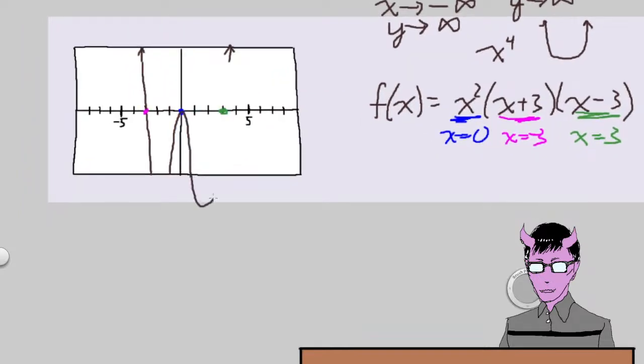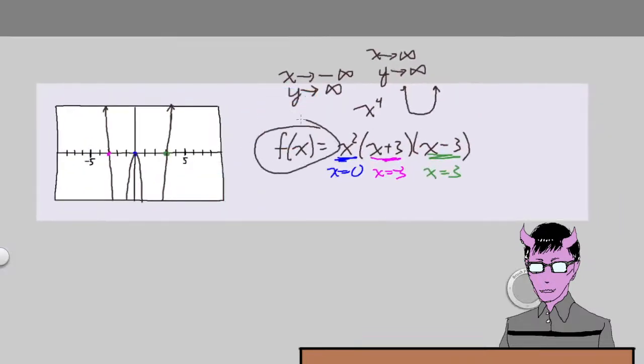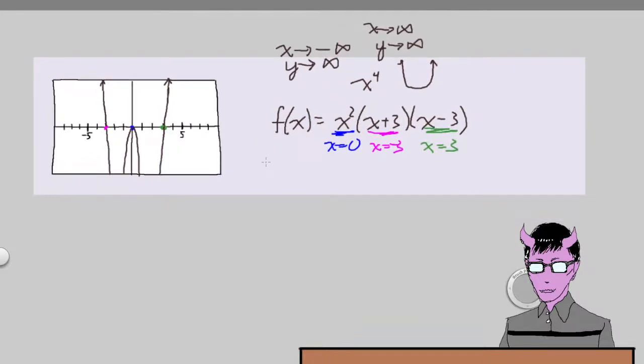Okay, and then of course we're going to swoop back around, then pass through this x-intercept right there, and then connect back to the end behavior, and then we are good to go. That would be the graph of this f of x, and we are good to go.